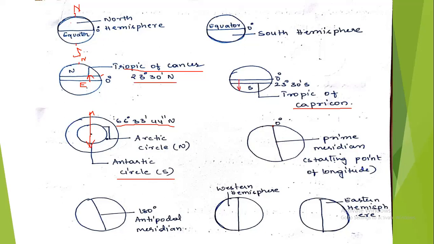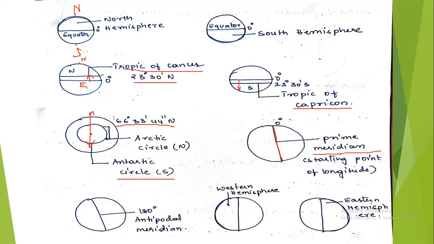Okay, so if you are taking 0 degrees as the prime meridian, the starting point of longitude, we know that on the opposite side of Earth, it is 180 degrees. Exactly opposite to 0 degrees, it is 180 degrees. This 180 degrees is called the antipodal meridian. This is not considered for problems. Generally we will take only the prime meridian. Always the prime meridian is used at 0 degrees.